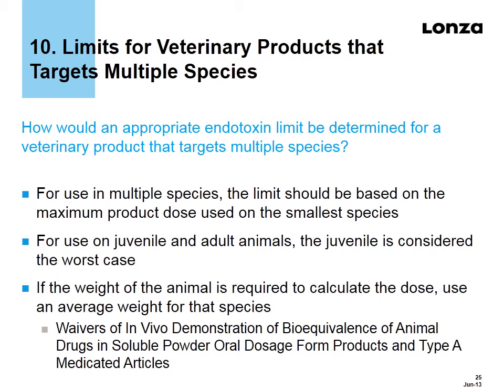For use on juvenile and adult animals, the juvenile is usually considered the worst case. And if the weight of the animal is required to calculate the dose, you should use an average weight for that species. And an example of where those weights could be found is in the waivers of in vivo demonstration of bioequivalence of animal drugs, insoluble powder, oral dosage form products, and type A medicated articles.